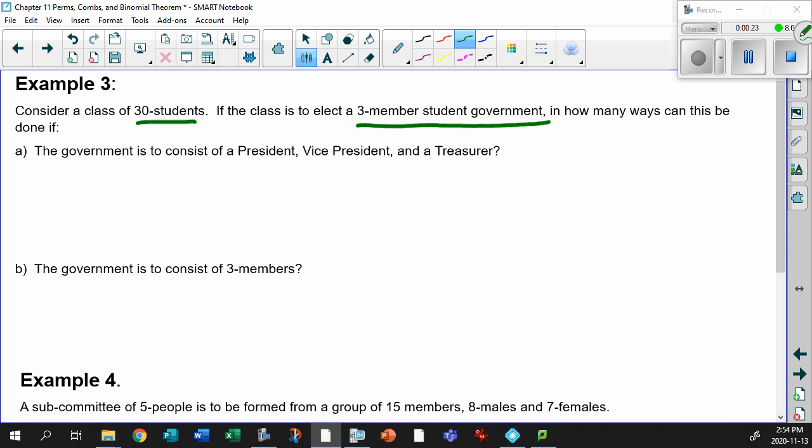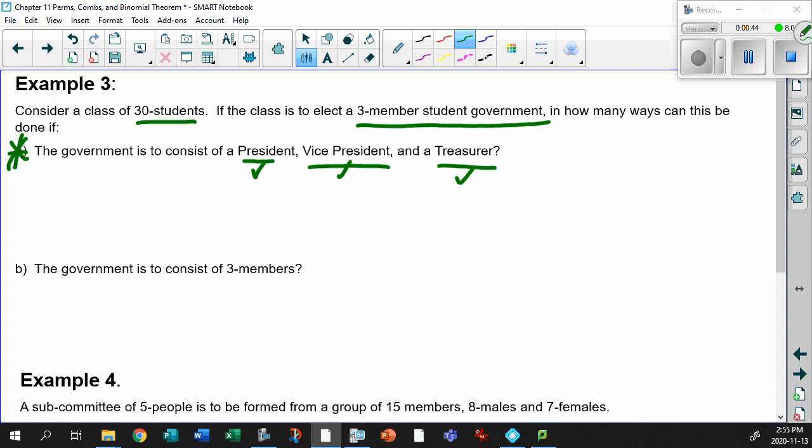Well, if you're just picking 3 members, the order doesn't matter. But look at this one. It specifically says a president, then a vice president, then a treasurer. If you pick 3 people from there, you're picking one to be a president, one to be a vice president, one to be a treasurer. You're being very specific, right?